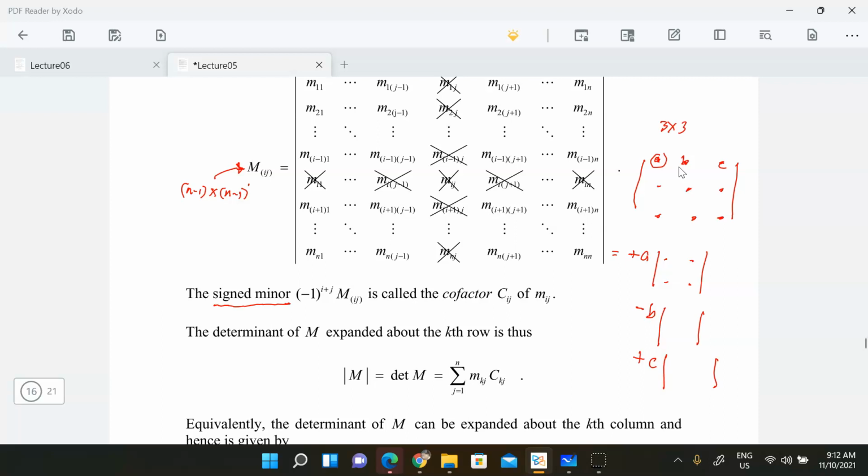But now this technique is not just limited to the 3 by 3, you can expand it to the case of an n by n matrix. So what one has is that the minor is the n minus 1 by n minus 1 matrix. With the signed minor, we get what we call the cofactor matrix. Okay, so the cofactor matrix is also n minus 1 by n minus 1 matrix.